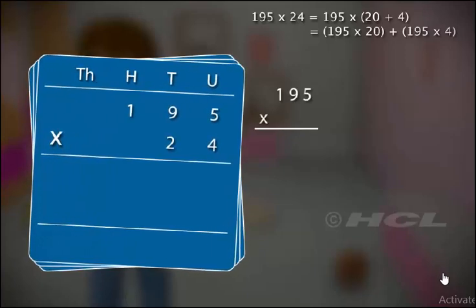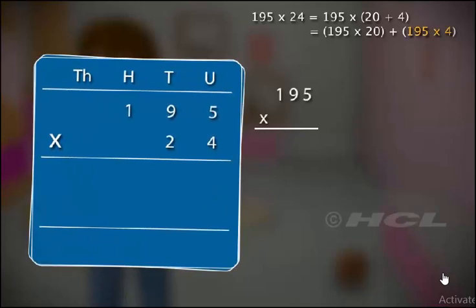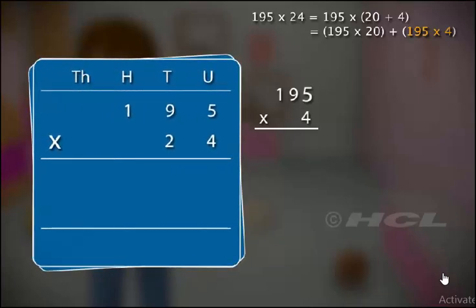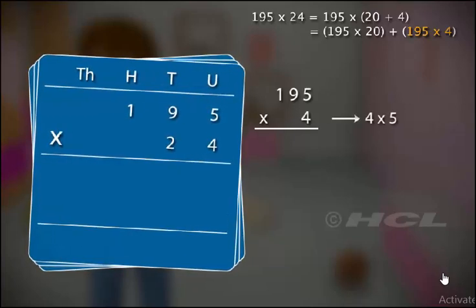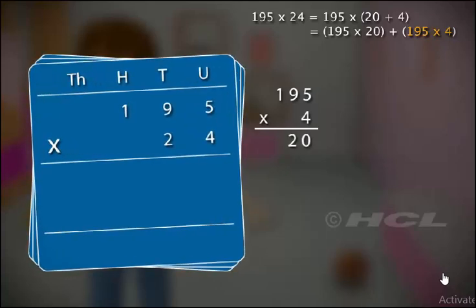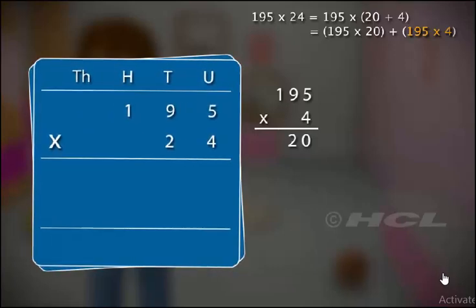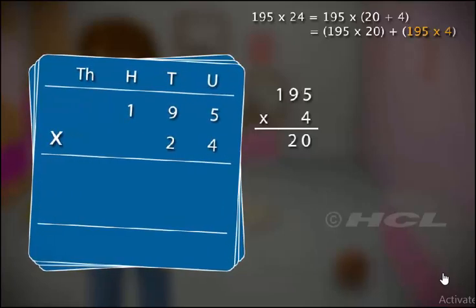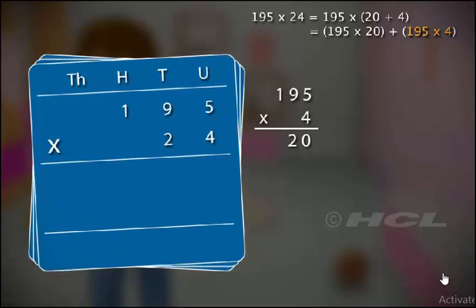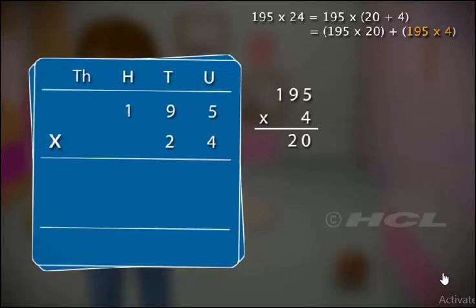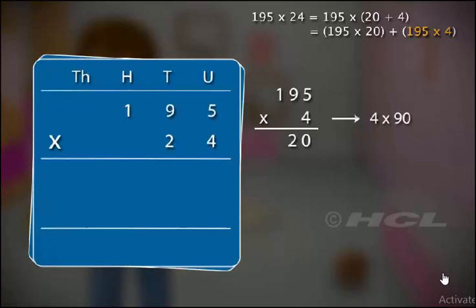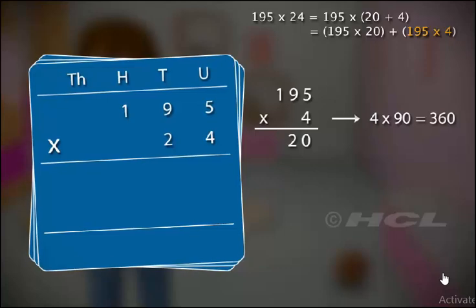Step 1. Multiply each digit of 195 by 4. First, multiply 5 by 4. 4 times 5 is 20. Next, multiply 9 by 4. 9 is a tens digit. Its value is 90. So, multiply 90 by 4. 4 times 9 is 36. So, 4 times 90 is 360.